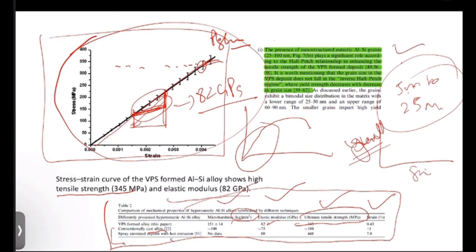With VPS, we can say that through hot extrusion also we get high yield strength, but the strain is also high, 7%. But in this case the strain was so low, around 0.43%. And with this, let's end today's session. We will continue and discuss the remaining topics in the next session, and we'll also discuss the assignment and more conceptual problems. Thank you.